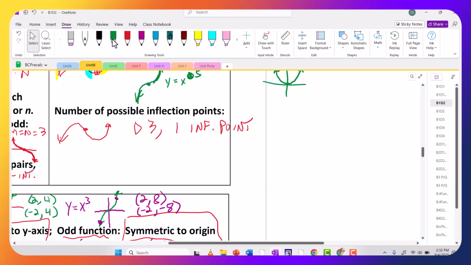Points of inflection. Let's just look at a classic cubic. A cubic has 2 extrema, but only 1 inflection point.